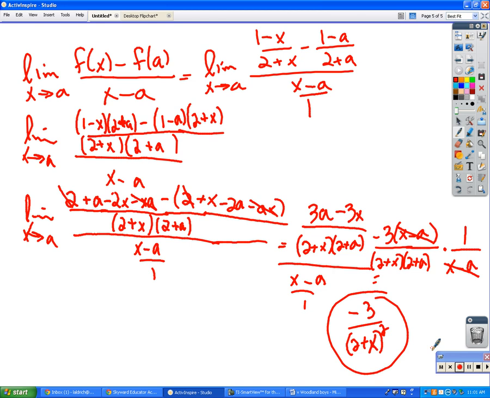So 2 plus x squared, negative 3 over 2 plus x squared. All right? Jerry, how do you feel about that? I'm confused about the last step. I took this and flipped it over, the x minus a. So x minus a became 1 over x minus a. And so this x minus a and this x minus a cancel, because you changed that 3a minus 3x. Yeah, that's the bottom.